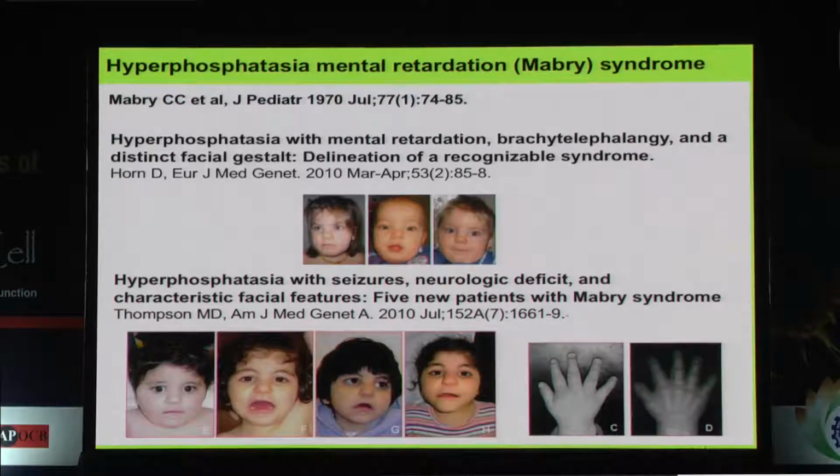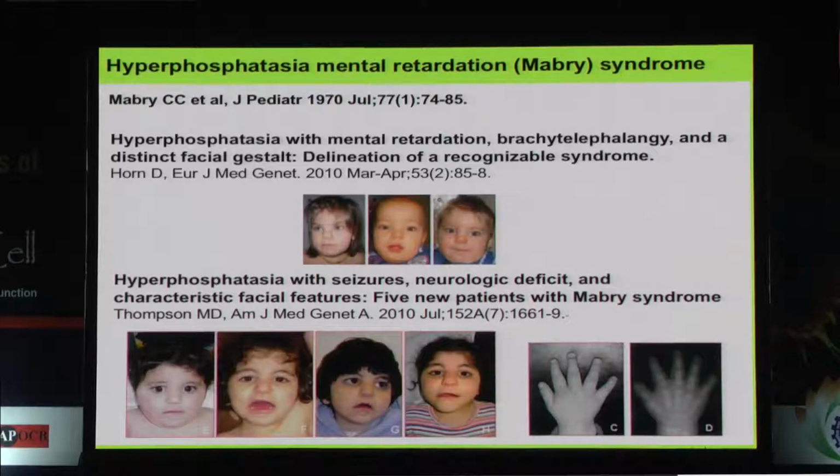A trained pediatrician can also pick up the characteristic facial properties of the kids. They have a wider distance between the eyes, a unique form of the nose, and a unique mouth. They call it the tented mouth, and this is the hyperphosphatasia mental retardation syndrome.